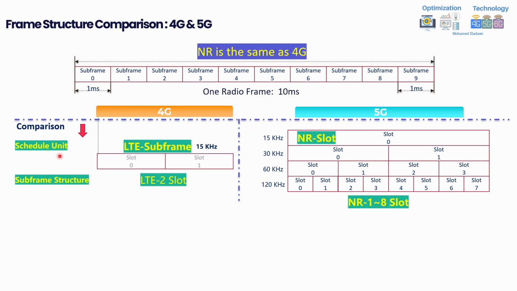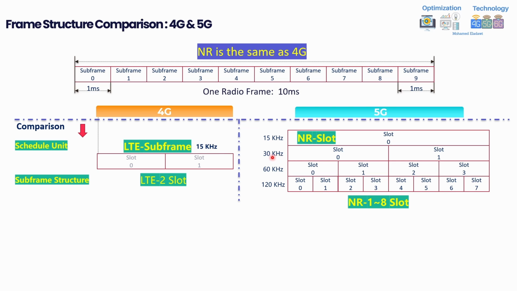Now the scheduling unit in 5G became the slot, not the subframe. And the number of slots within the subframe depends on the subcarrier spacing. For example, 15 kilohertz means one subframe equals one slot. So in case of subcarrier spacing 15 kilohertz, the scheduling unit will be 1 millisecond, which remains the same compared to 4G.